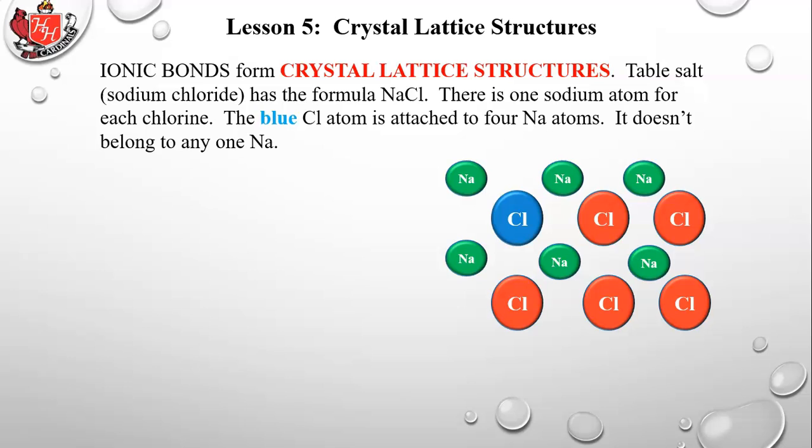Ionic bonds form crystal lattice structures. Table salt, that's sodium chloride, has the formula NaCl. There is 1 sodium, that's Na, for each chlorine, that's Cl. The blue Cl, I'm just highlighting that blue Cl atom, is attached to 4 Na atoms. But it doesn't belong to any one of those Nas.